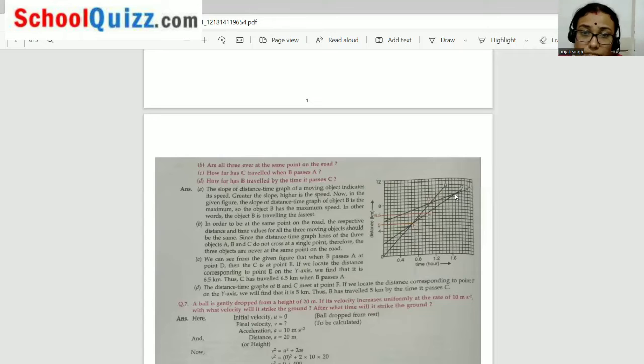Clear? Now the third question: how far has C traveled when B passes A? The question means at the intersection point of A and B, how much has C traveled? So let's find where A and B are intersecting. They are intersecting at point E.